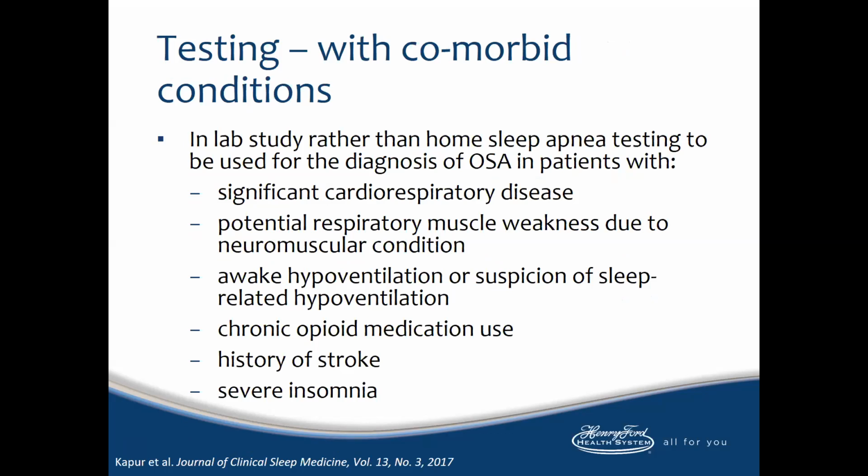In a patient with a lot of comorbid conditions, it's preferable to do an in-lab study. So these are patients with cardiorespiratory disease. Anyone that you're worried about for potential respiratory muscle weakness or a neuromuscular condition, you really do want to have them in the lab. If you're also concerned that someone has awake hypoventilation or suspicion of sleep-related hypoventilation, you want to be monitoring in the lab with all those other parameters. If someone's on chronic opioids, you also want them in the lab because it's harder to pick up central apneas on the WatchPAT and home testing, so you can see those more clearly on the in-lab study. You also want to do in-lab for someone that's on oxygen or has a history of stroke or insomnia.